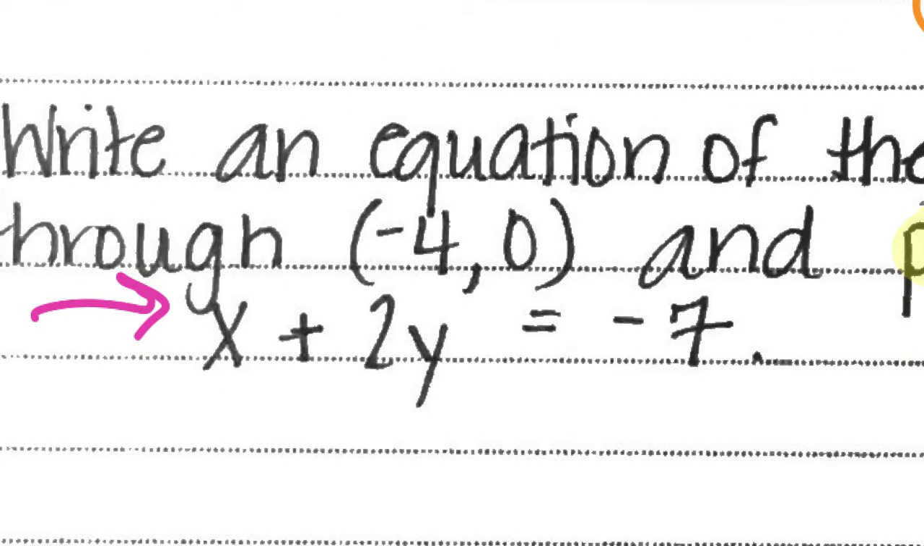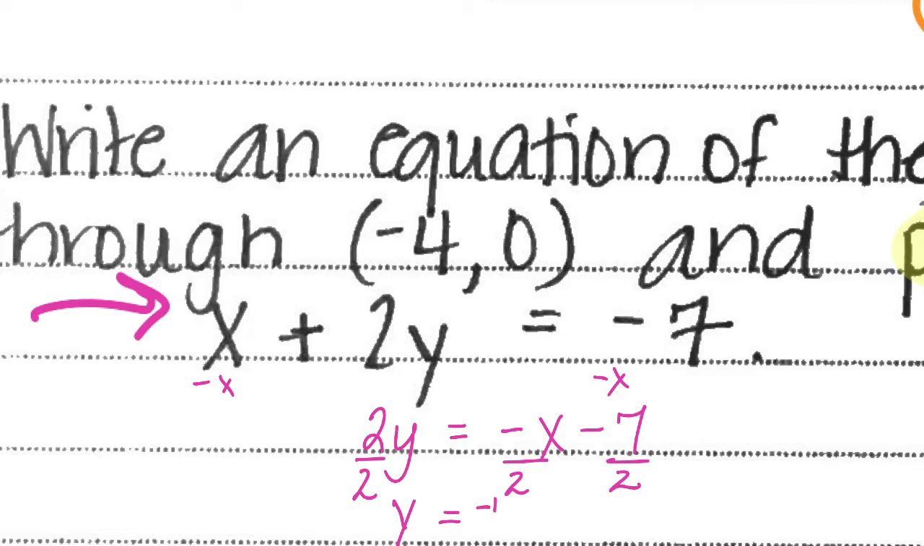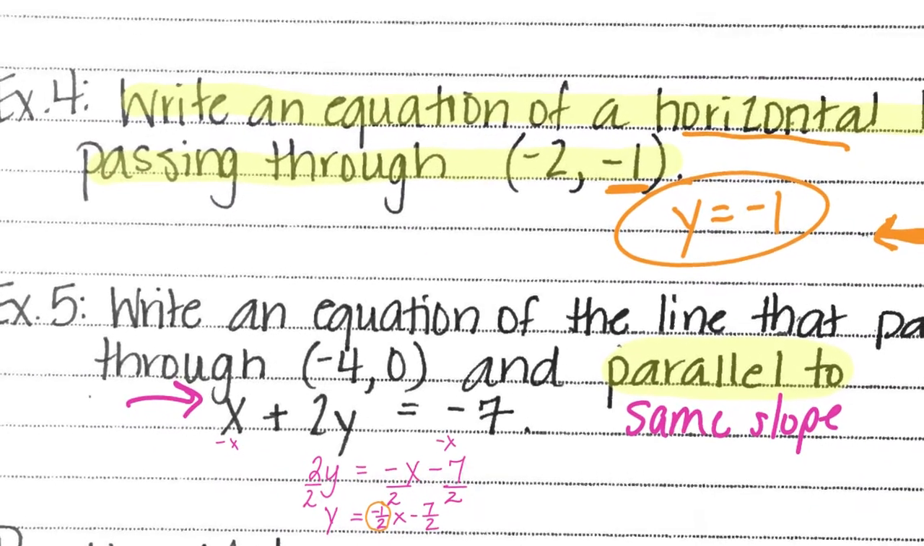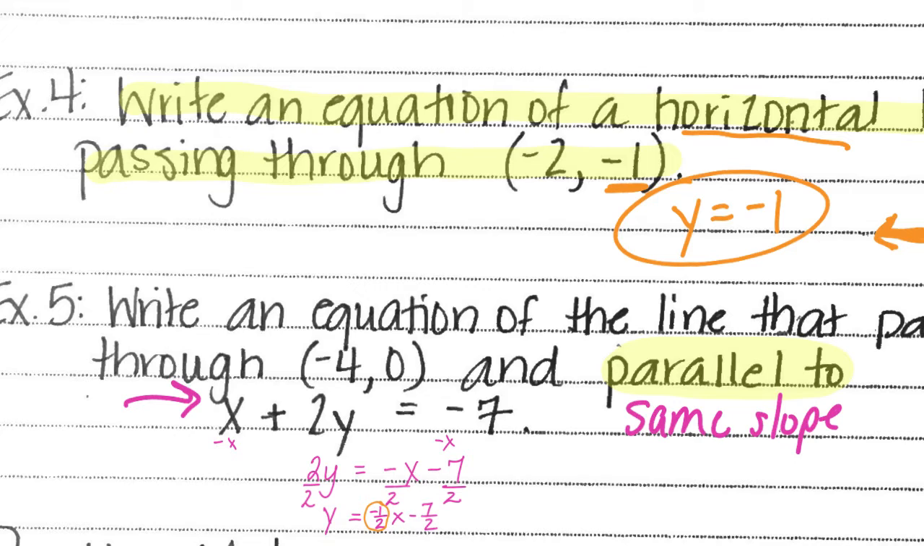If I solve for y, I'm going to subtract x from each side, and I have 2y equals -x minus 7. And if I continue to solve for y, I'm going to divide everything through by 2. So I get y equals -1/2 x minus 7/2. Now remember, the only reason they gave us that is they wanted us to find the slope. So now I know that we have a slope of -1/2. And it is also going through this point, (-4, 0).